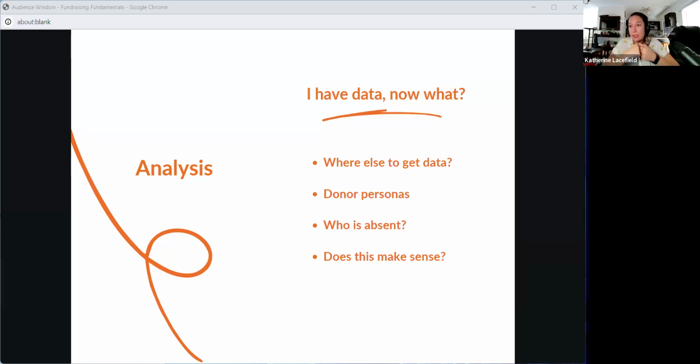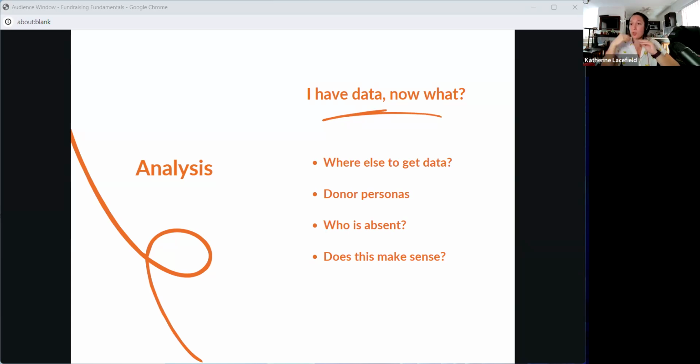So where else can you get some data? You might not want to just look at the numbers. You might want to look at where they live. Not like you're going to go say hi at their house, but just understanding what area they live in, so you can create a donor map of where our hotspots are for people donating to us. You might want to know their average income, their education level, what their background is, whether they have children. These are the kinds of information that might help you build better donor personas.